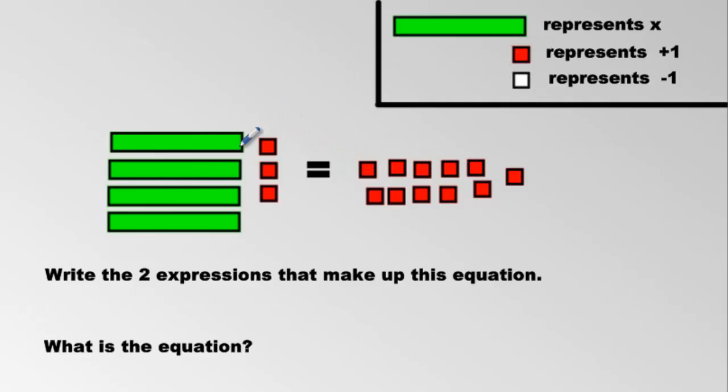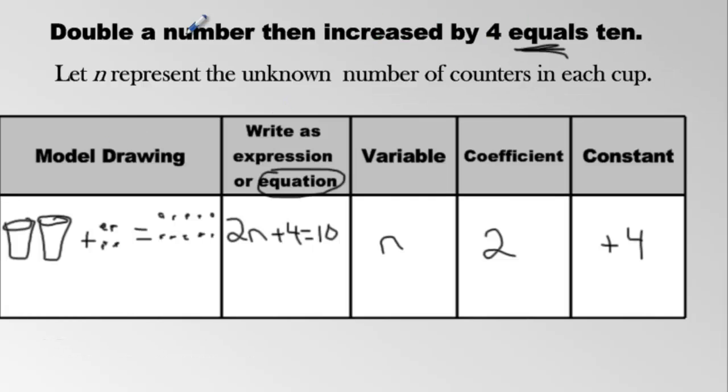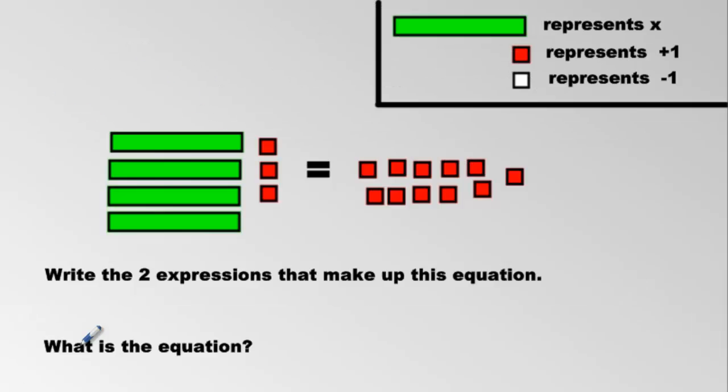I don't always need to use cups like I did over here with my drawings. I can use also other things like rectangles. Let me show you this legend here. If you see a long green rectangle, that is my new cup. I'm going to call it X. If I see a red tile, it's going to represent positive 1. A white one is going to represent negative 1. So let's see what this is all about now.